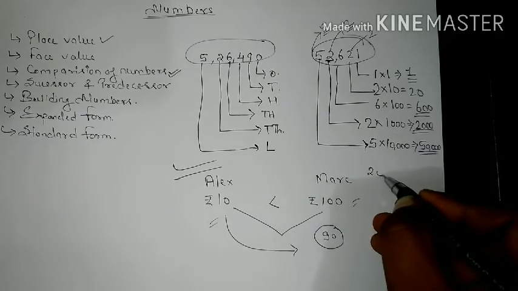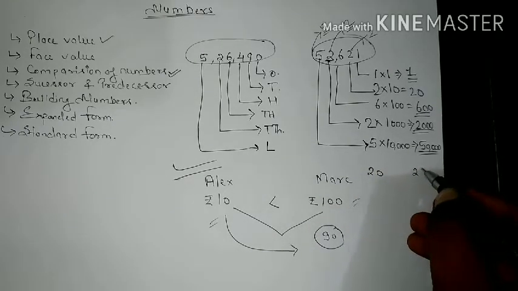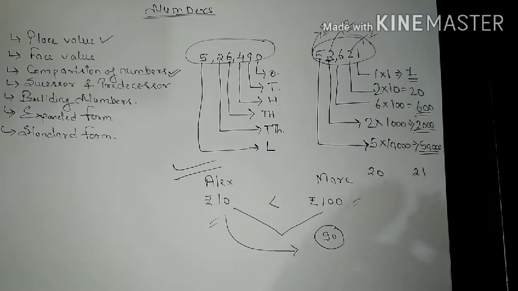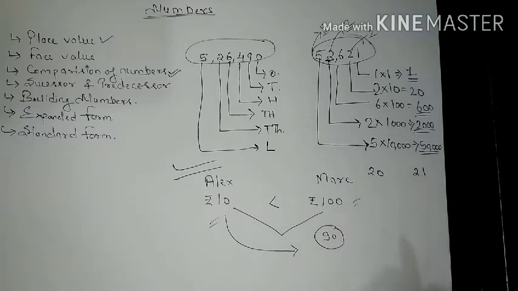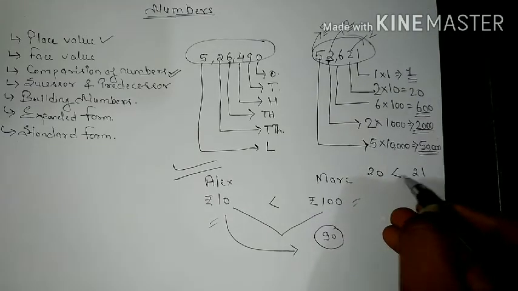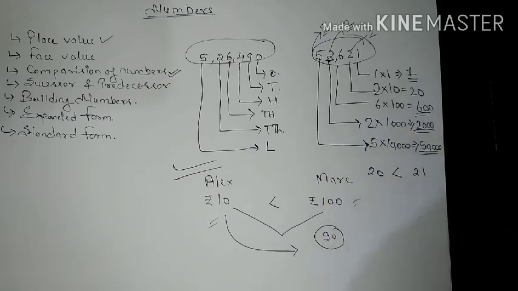This we follow with the numbers also. So if I write 20 and here I write 21, how can you compare? By seeing just the digits. It is 20, it is 21. So which one is greater? Correct, 21. Okay, so this is how we will compare the numbers.